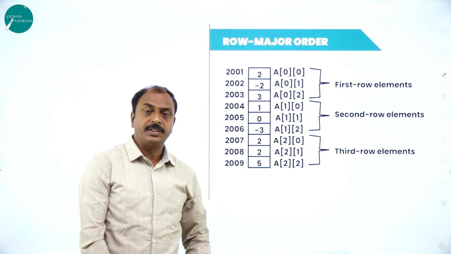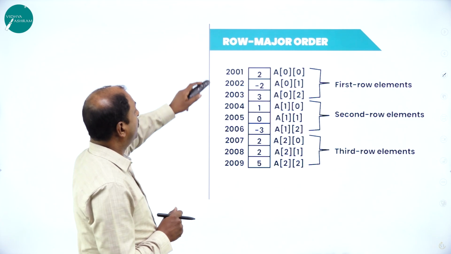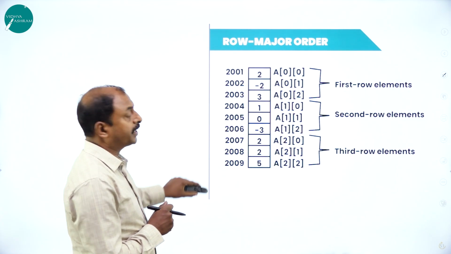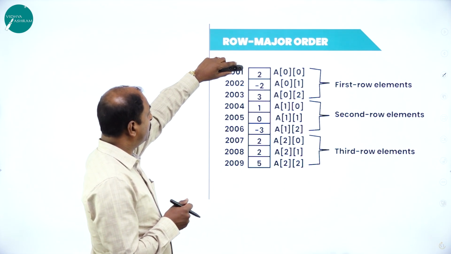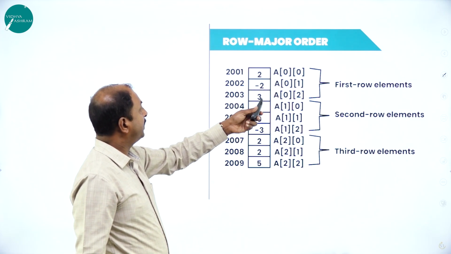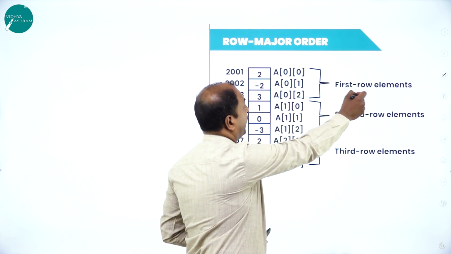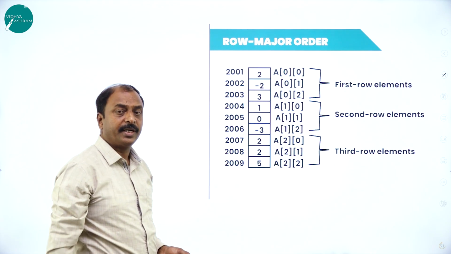So as per the definition, the first row elements are stored in the first memory addresses, because memory addresses are also continuous memory locations. So 2001 is the memory address of the first element, then the second element and so on. Here the first row elements are stored in the first computer memory addresses.